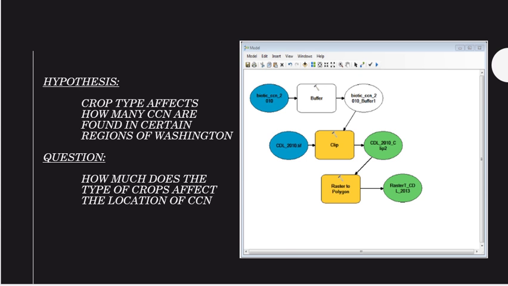Here I have my hypothesis, which is, do crop types affect how many CCN are found in certain regions of Washington? And this will answer the question, how much does the type of crops affect the location of CCN? The image on the right shows the model that I created and ran within ArcGIS, which results in a more detailed map that I put together and a very simple bar graph showing the frequency of CCN relative to the cropland data types.